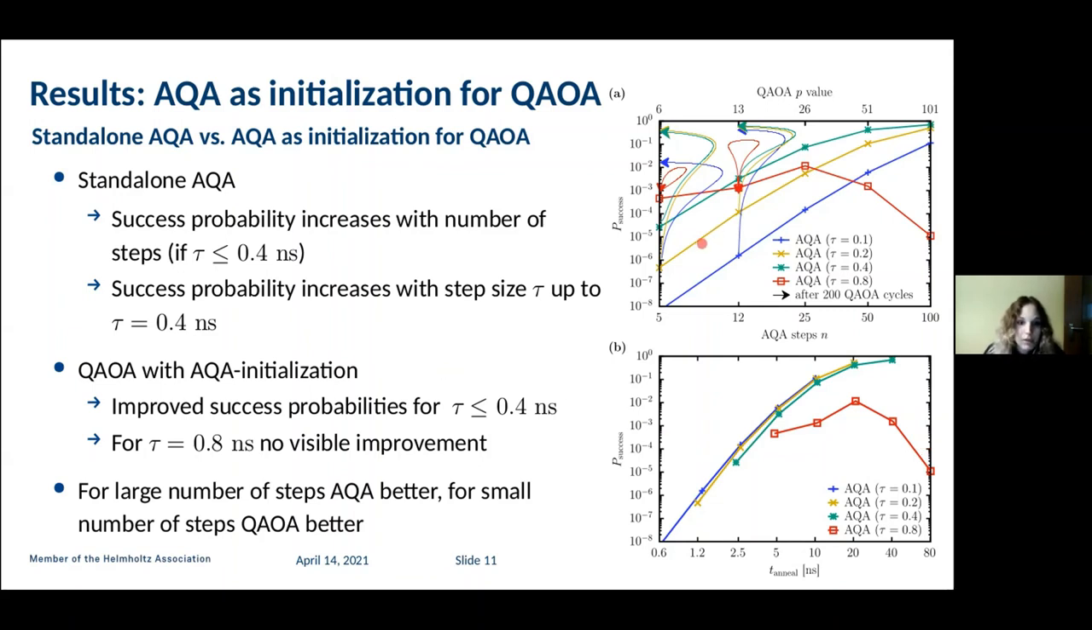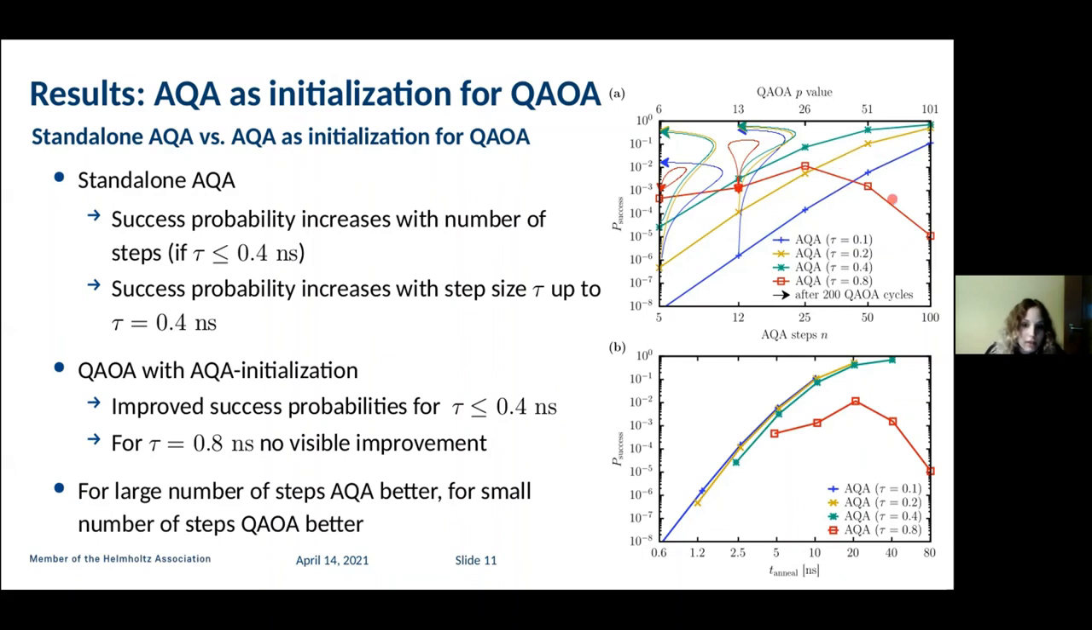What can we do now with QAOA? We start with the initializations from Aqua and then optimize the parameters. And we actually find that for time steps up to 0.4 nanoseconds, we can really get a good improvement. But in the case where we have the time step of 0.8, there's not really a visible improvement. So how can we understand this? We believe that in those cases where we are still in the quantum annealing regime, we can with QAOA somehow improve the annealing schedule. And in those cases where we are no longer in the quantum annealing regime, this probably might not work like this anymore.